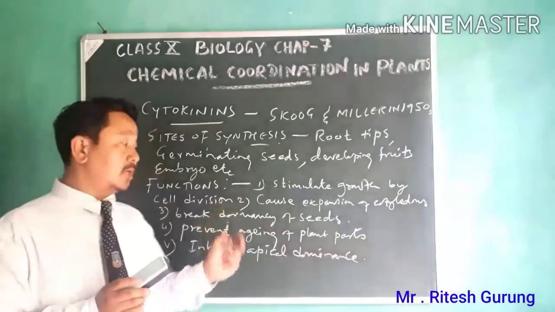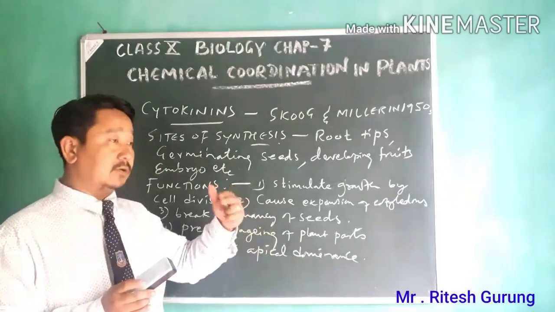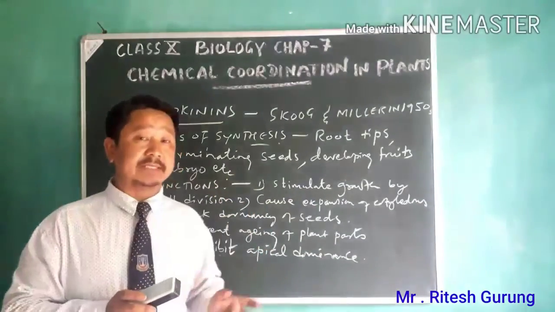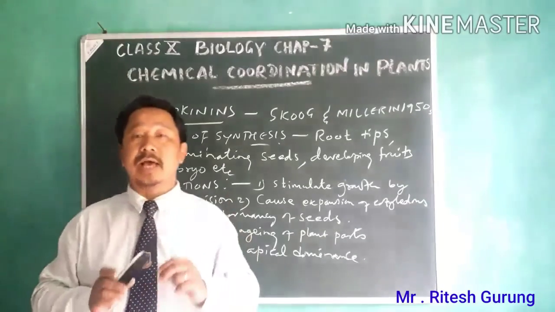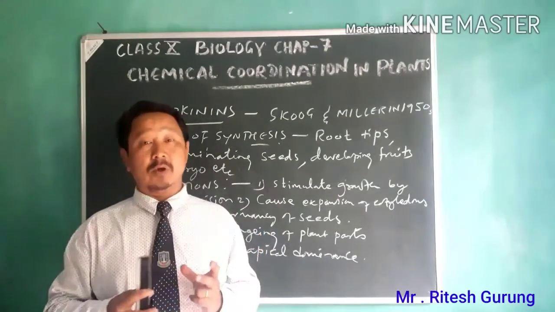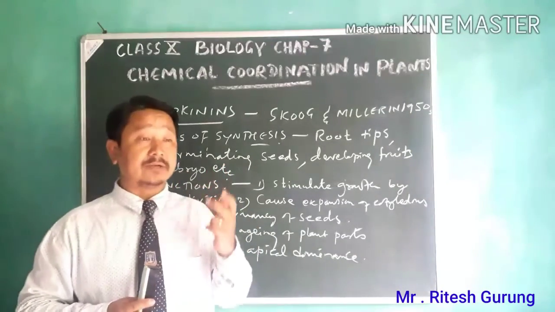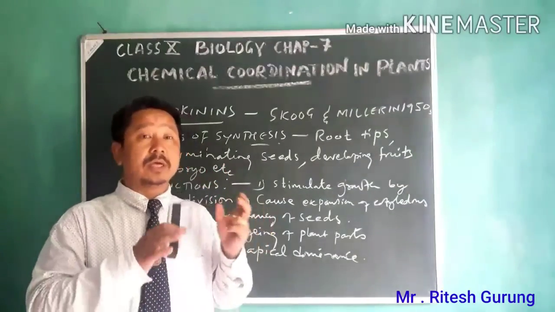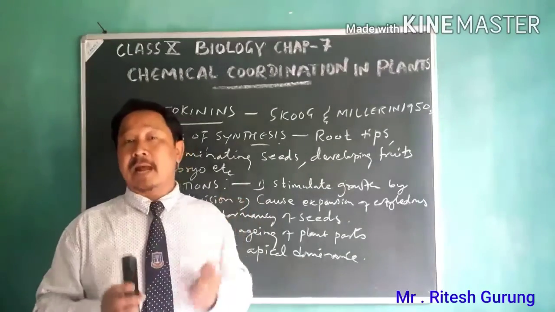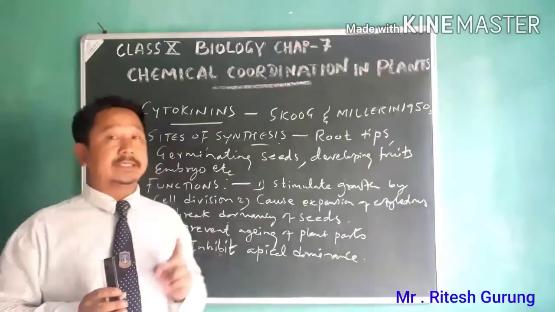That means not only apical dominance is needed in the plant, but in the meantime the other regions also have to be equally growing and developing. So these are the functions of your cytokinins. Cytokinins, as I've told you, are another important plant hormone that we have in our syllabus.